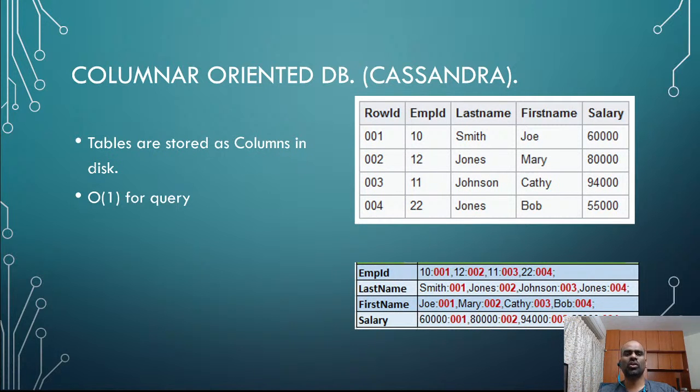Next, let's look into how columnar oriented databases work, meaning our Cassandra. If you see the example, the first example is the one with respect to MySQL. It has row ID, employee ID, last name, first name, and salary. But if you see the second example, can somebody see through it and understand what it represents? Take a couple of seconds to look at this record. See how it is stored, what is common.